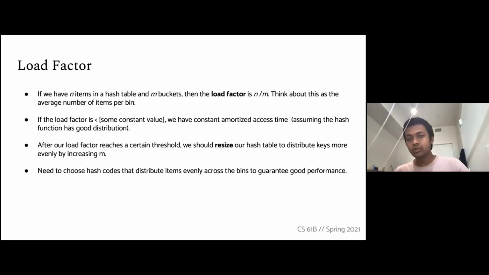And if it exceeds the threshold value, we can just resize the hash table and rehash every element to put them back into bins to get the load factor back down to a manageable level, which is why we always have amortized constant access time.